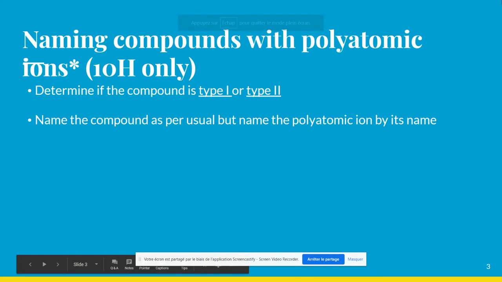When you are naming compounds with polyatomic ions, you first determine if it is type 1 or type 2. You determine that just by seeing if the first element is a transition metal. If so, it is type 2. Otherwise, if it contains a polyatomic ion, it is type 1. Otherwise, you follow the same naming conventions as we've been doing, just instead of, say, chloride, you use the name of the polyatomic ion. You don't need to change any suffixes. That's already done for you from that sheet.